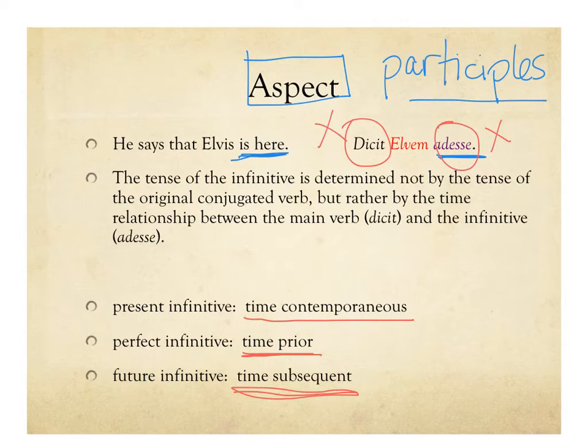We haven't talked about this with participles, but participles work the same way, and I could put that here if I so chose, right? A present participle shows action that's happening at the same time as the action of the main verb. Perfect participles show action that's happened before the time of the main verb, and the future participle shows action that's going to happen after the time of the main verb. And I'm going to show you exactly how this looks and how we would translate such a situation.